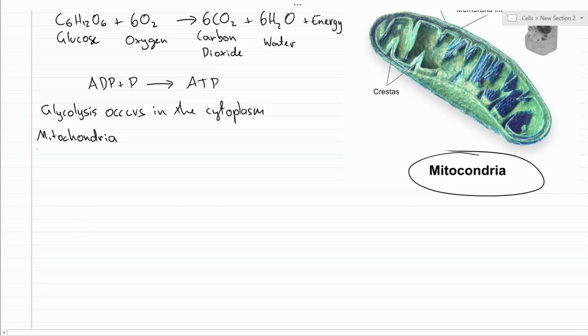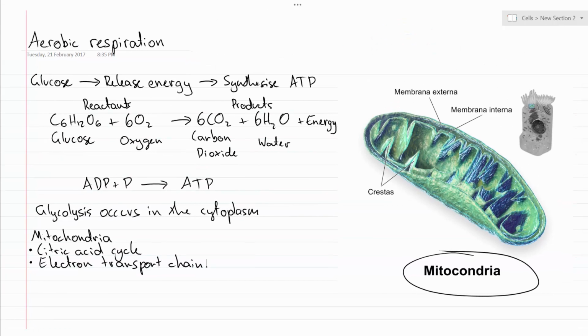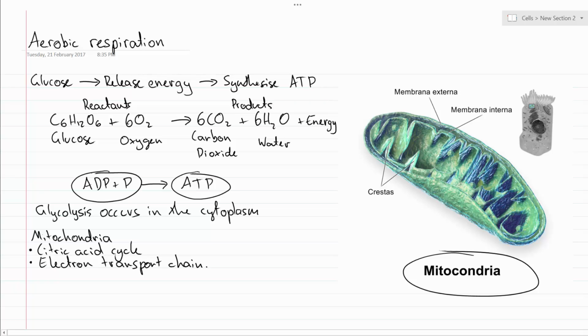So in the mitochondria we have 2 processes which occur. One is called the citric acid cycle, and the second is called the electron transport chain. And these 2 processes in the mitochondria work towards releasing the maximum amount of energy possible from that glucose molecule, so that we can then restore ATP molecules from ADP and P. So in the presence of oxygen, that is how organisms can aerobically respire.